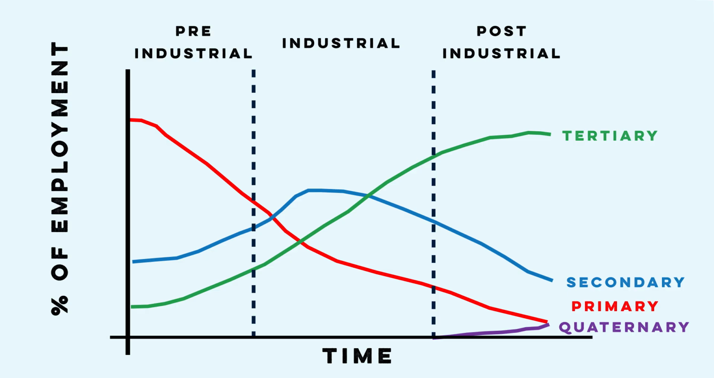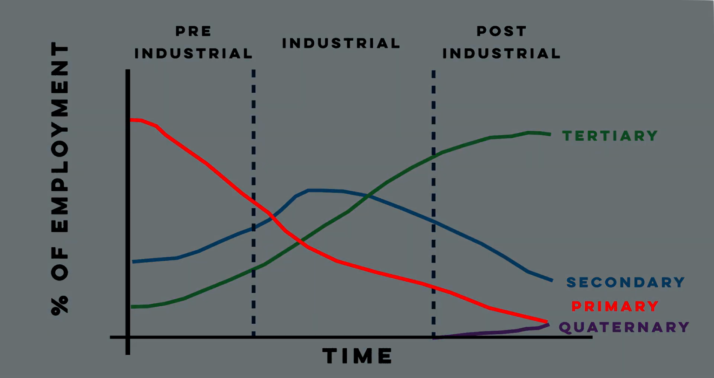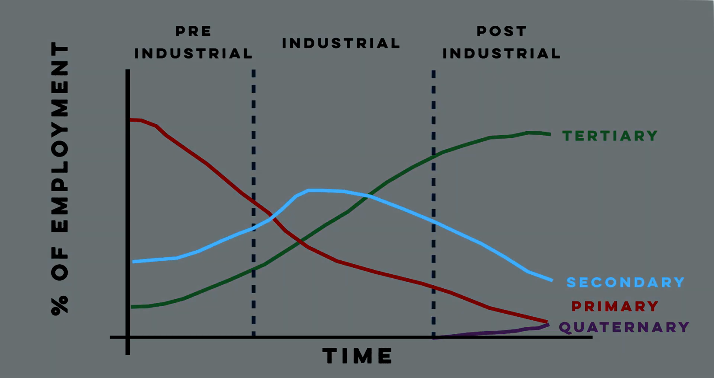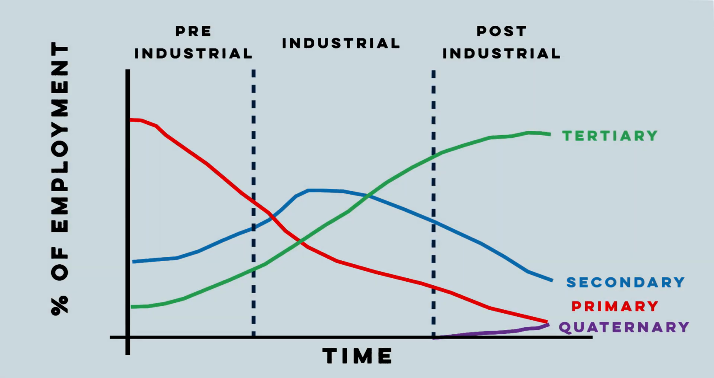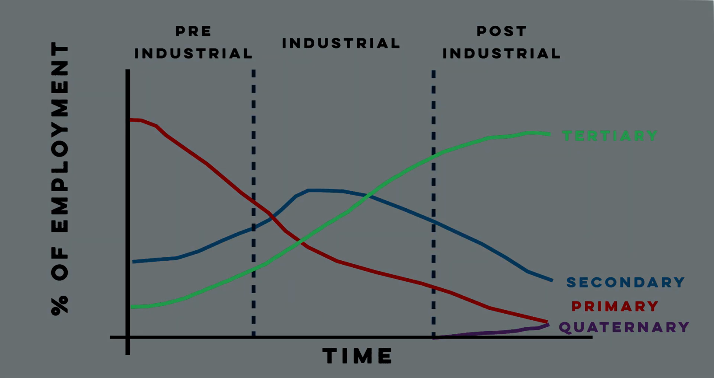economically. There are three main sectors: the primary sector, which is the extraction of raw materials, such as farming and mining. There's the secondary sector, which includes manufacturing and industry. Then finally, there's the tertiary sector, which is services such as healthcare, education, and retail.